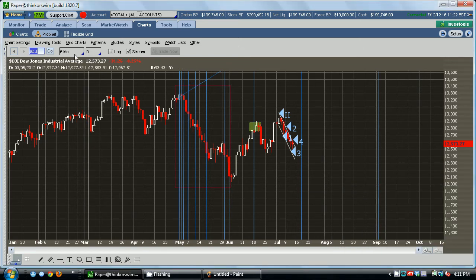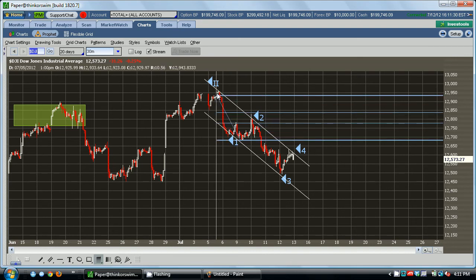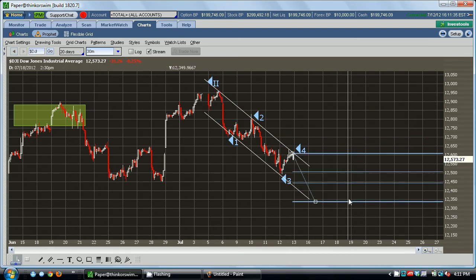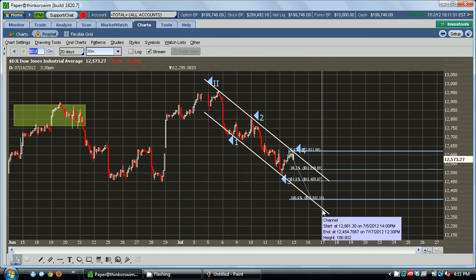Let's talk about actual price projection. If you just want to do a very minimal where we think it's going, you just take this, put it from the top of wave 4, which we'll say it's right there, extend this channel slightly, and we can expect it to get down to about 12,000. We got about 12,350, and that would be in the middle of the 16th.